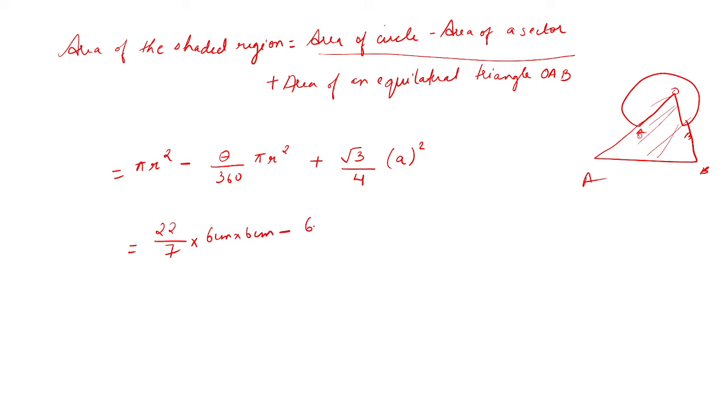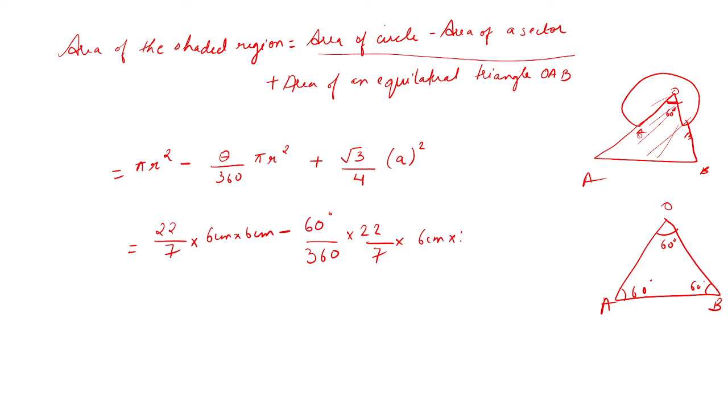Now the theta is going to be 60 degree, because what do we know about this sector? This is 60 degree, okay? Clear? So the theta is 60 degree, okay? And why is this 60 degree? Because they have told us that this triangle OAB is an equilateral triangle. Now because it's an equilateral triangle, all the angles will also be equal. So angle O is going to be 60 degree. So we have 60 by 360 into 22 by 7 into r square, which is 6 centimeter into 6 centimeter, plus root 3 by 4. They have given the side of the square to be 12 centimeter.